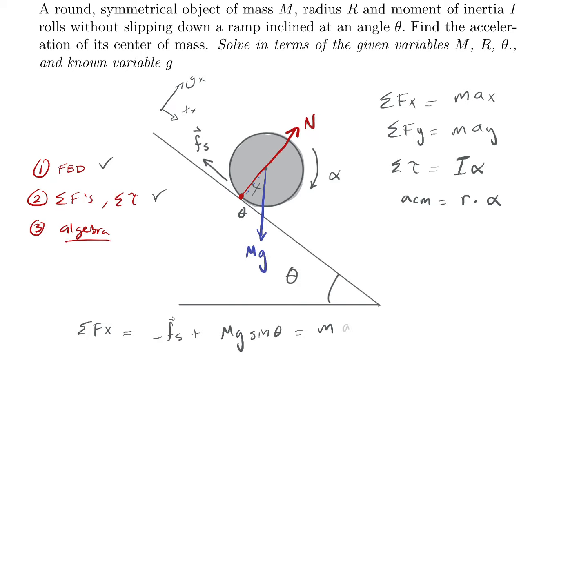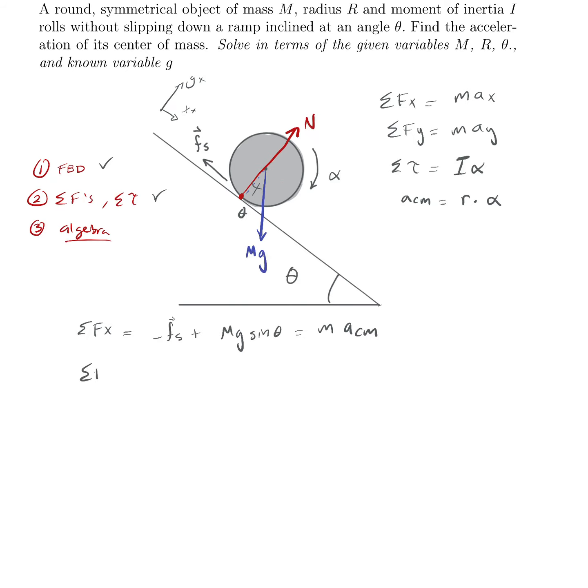And in this case, my ax is going to be my ACM, right? ACM, because this is my center of mass, and because this is rolling down the slope, if there's any acceleration going down here, that's what my center of mass is experiencing. It's the fixed point while the object is rotating and it's moving down.